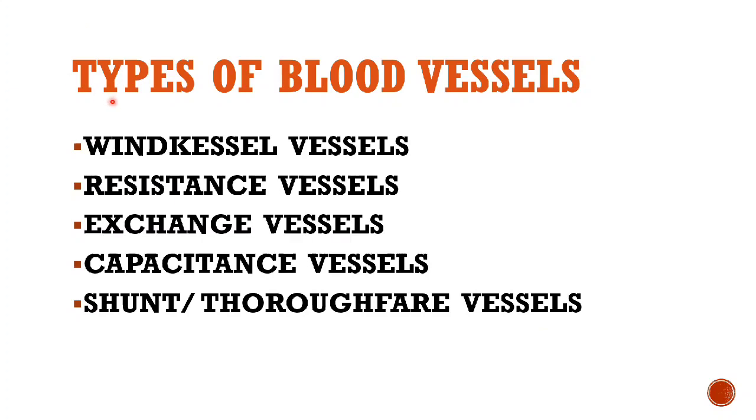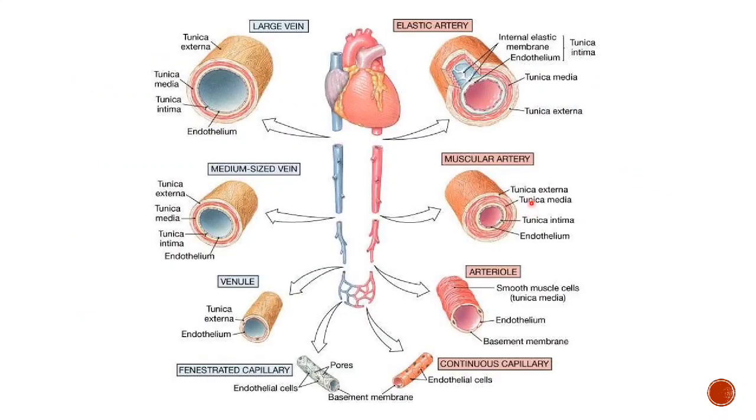So coming to the types of blood vessels. There are five types, as you can see here: Windkessel or distensible vessels, resistance vessels, exchange vessels, capacitance vessels, and shunt or thoroughfare vessels. Okay, we will see each one. So these are the various types of vessels.